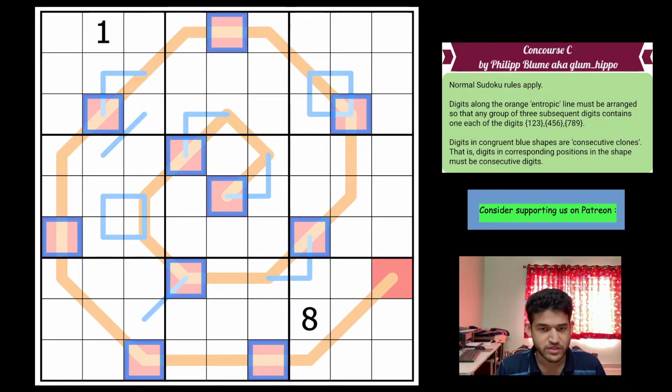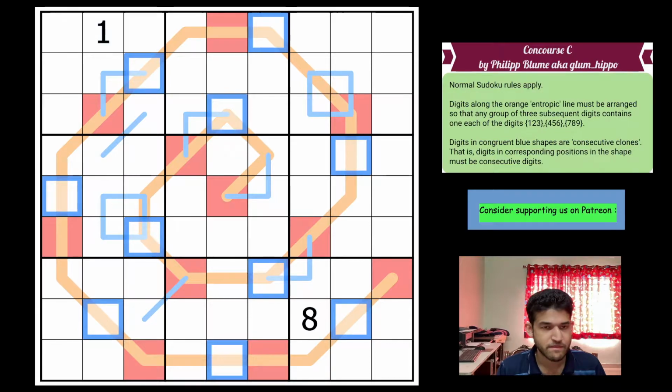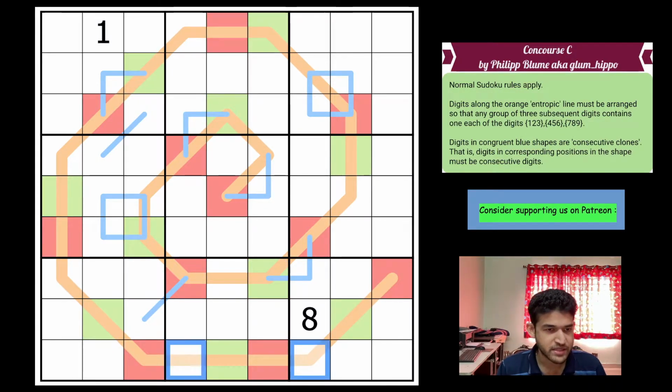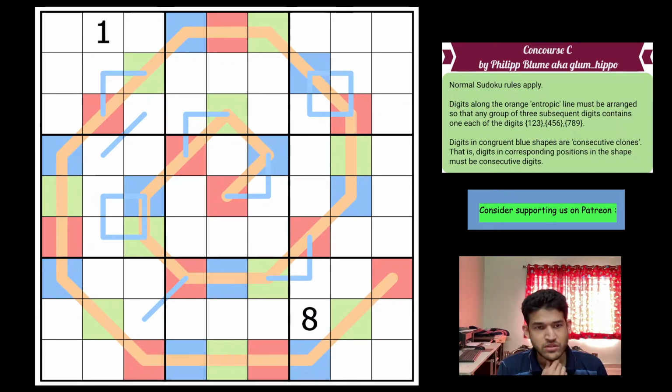Okay, so now the second cell to all these colored cells must also be from the same group. So it makes sense to color them. Yeah, so let's use yellow perhaps, or maybe let's use green. And now the remaining cells must all be from the same group. All right, so this is the first step I did in this Sudoku.